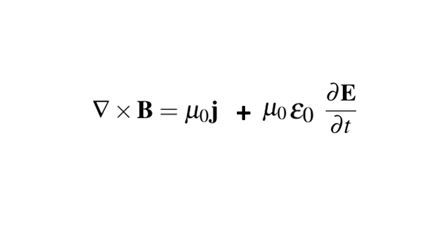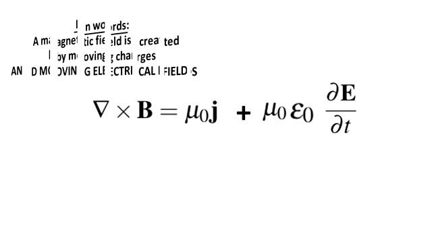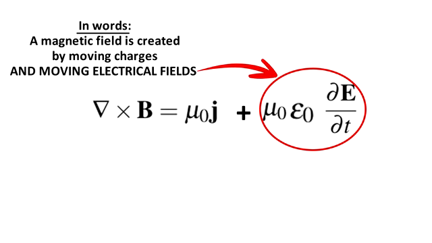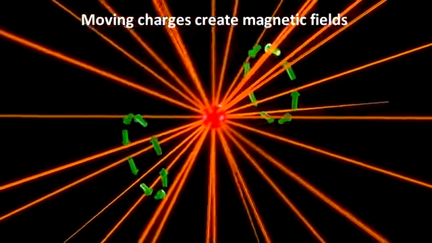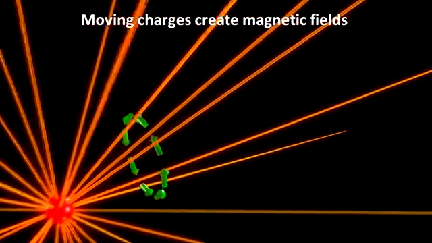One term tells you that moving electrical charges can create magnetic fields, and the second term tells you that moving electrical fields can also create magnetic fields. This idea of magnetic fields being created from electrical fields was Maxwell's addition to Ampere's law.